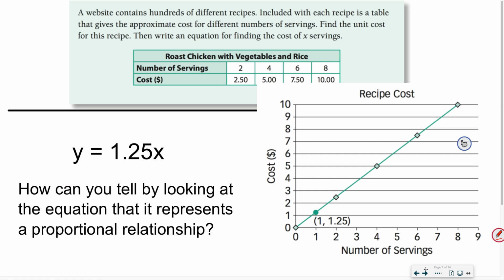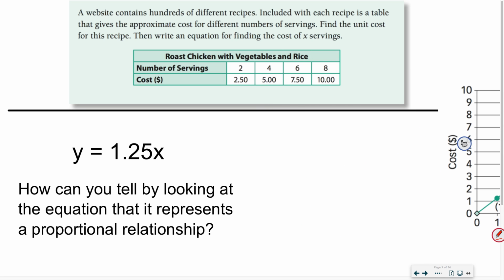So now we're going to transition. When you talked about proportional relationships in previous grades, you looked at a graph and you said, two ways I know: a straight line through the origin. Let's say you don't have the graph and all you have is the equation. By looking at that equation, how do I know that it's a proportional relationship?